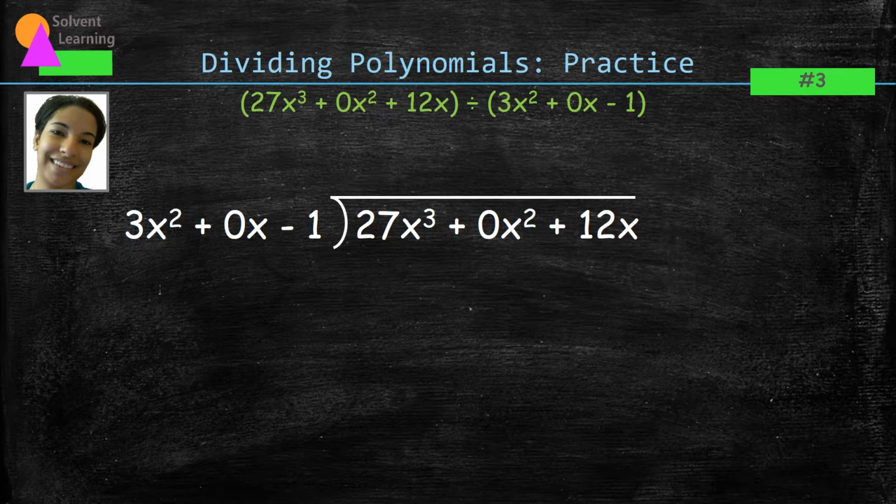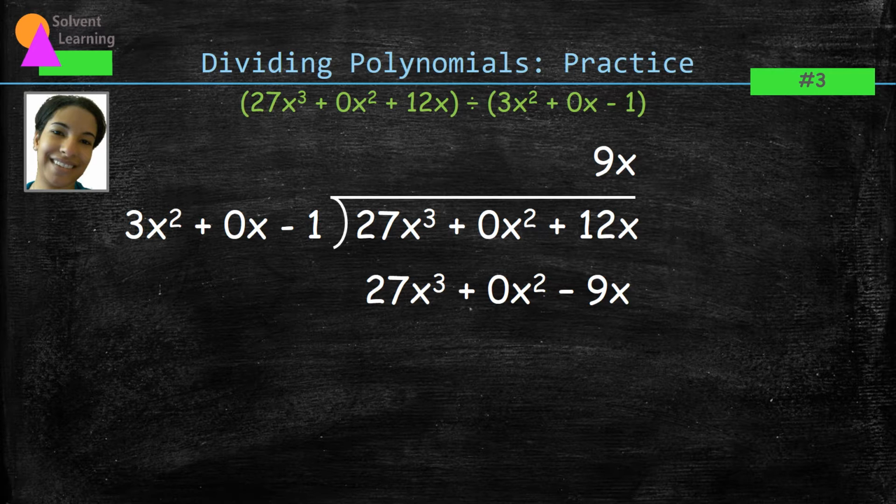Okay, take the 27x cubed and divide it by 3x squared. That gives us 9x. And then we multiply the 9x times that divisor. We get 27x cubed plus 0x squared minus 9x. And then we subtract that from the dividend. We're left with positive 21x, and that will be our remainder.